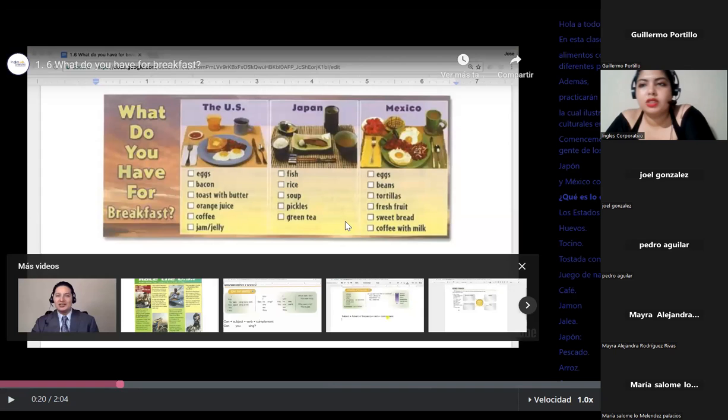Okay, in this case, we are talking about different breakfasts that people have around the world. Tenemos diferentes desayunos, ¿verdad? Que las personas tienen en algunos países del mundo. In this case, we have the US, Japan, and Mexico. And we have different elements of the breakfast. In the US, we have eggs, bacon, toast with butter, orange juice, coffee, jam, and jelly. And in Japan, they have fish, rice, soup, pickles, green tea. And in Mexico, eggs, beans, tortillas, fresh fruit, sweet bread, coffee with milk.